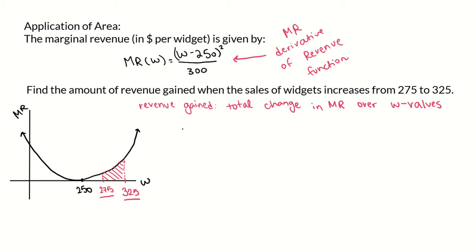So what this means is that if we want to find that revenue gained, we want to find the integral of the marginal revenue function from 275 to 325. So the integral of (W minus 250) squared over 300 from 275 to 325.